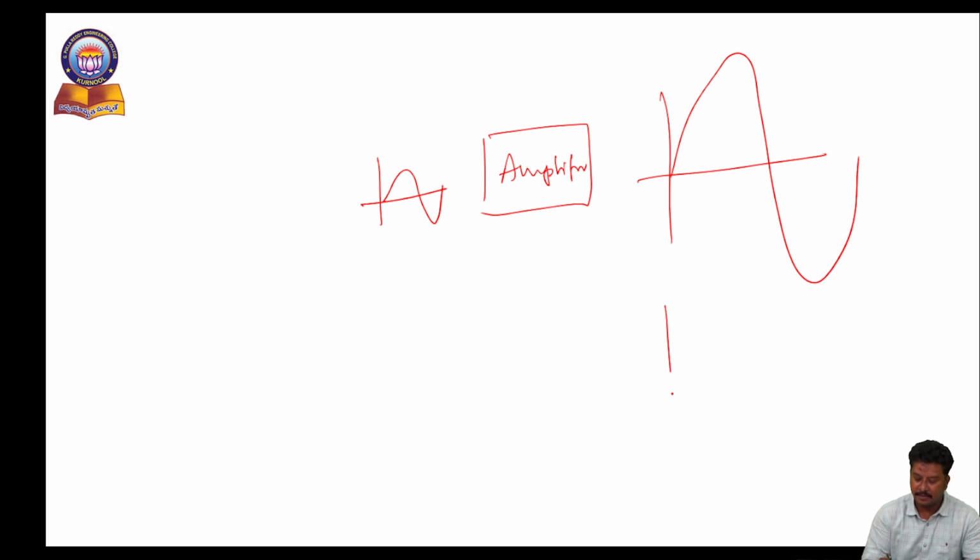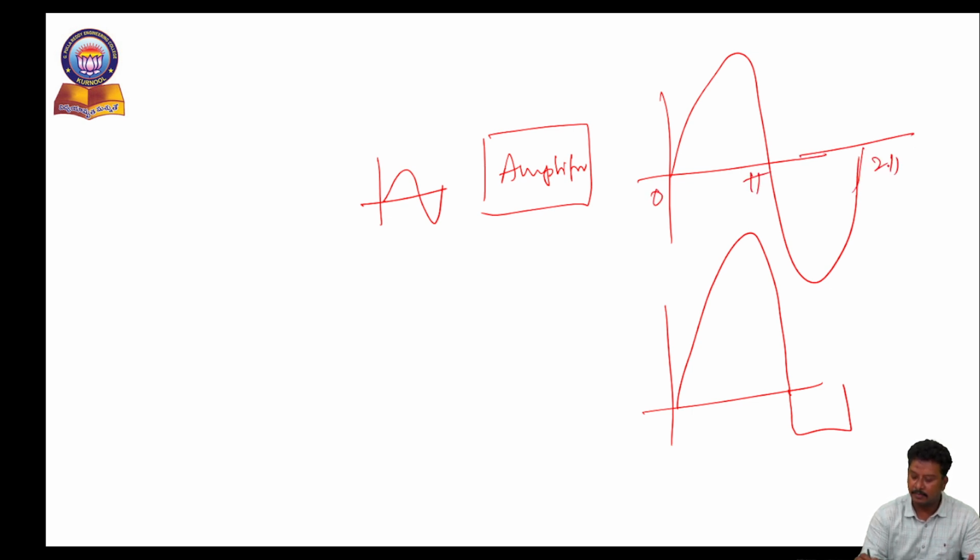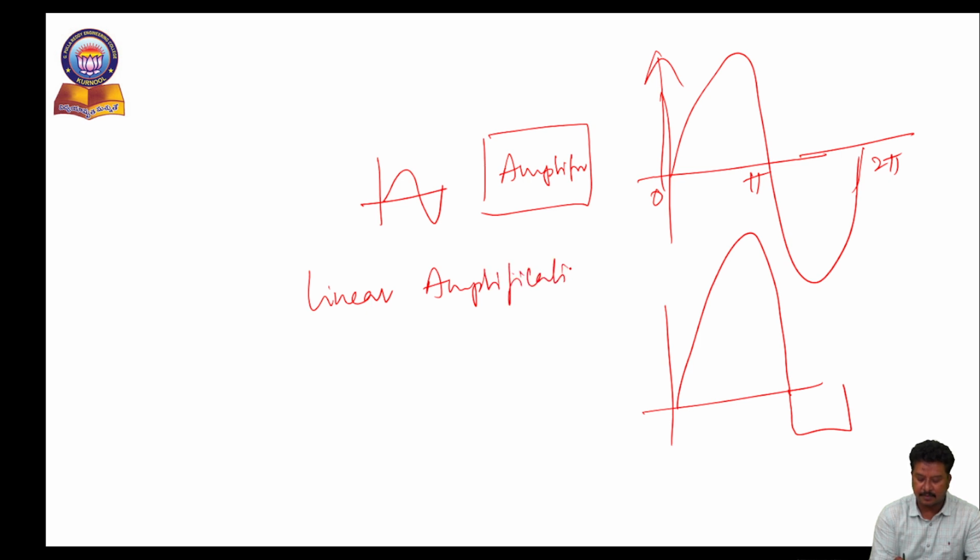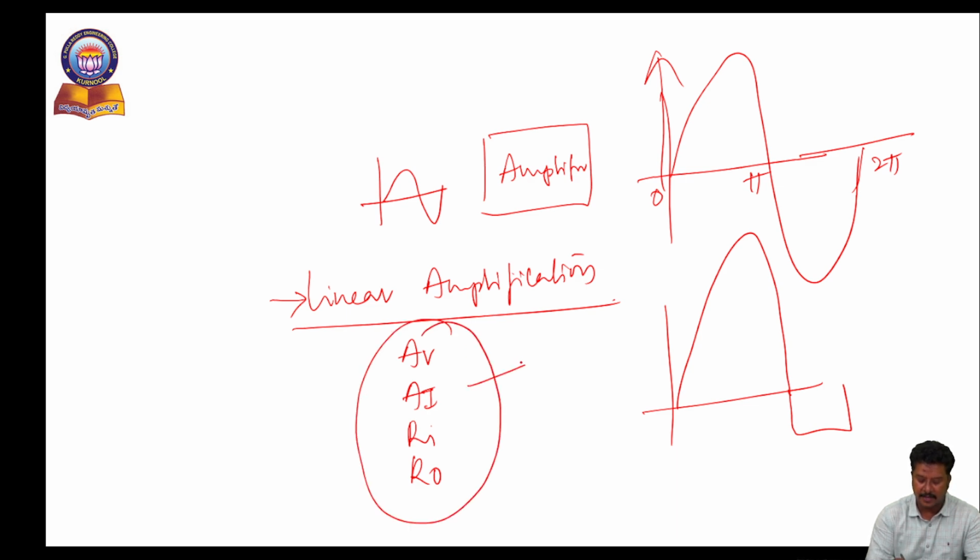In some cases, only the positive cycle is amplified and the negative cycle is not amplified. This is not amplification. Amplification means 0 to 360 degrees have to be amplified. Then only we call it linear amplification. The aim of a communication engineer is to design a specified amplifier in order to achieve linear amplification. In order to achieve it, we require certain parameters to understand the design of amplifiers, and those parameters are known as voltage gain, current gain, input resistance, and output resistance. These are the four major parameters of the amplifier.